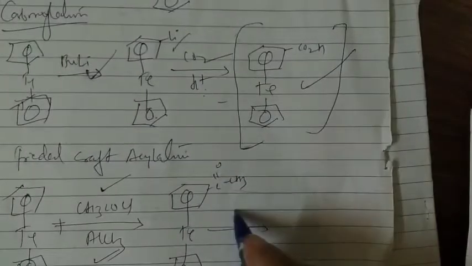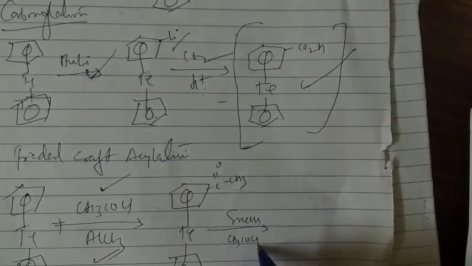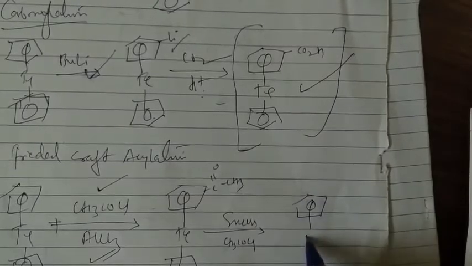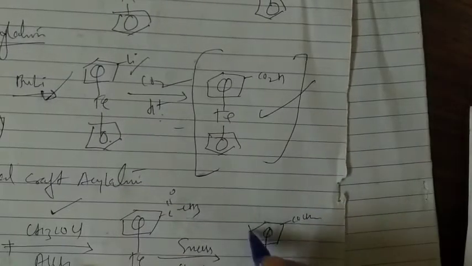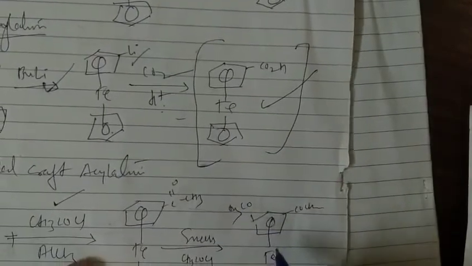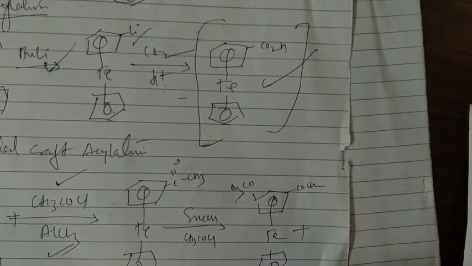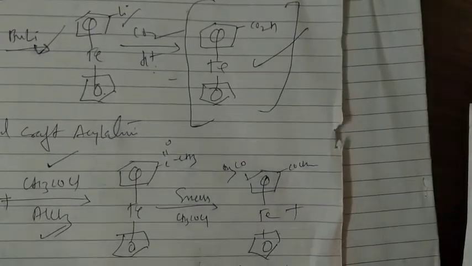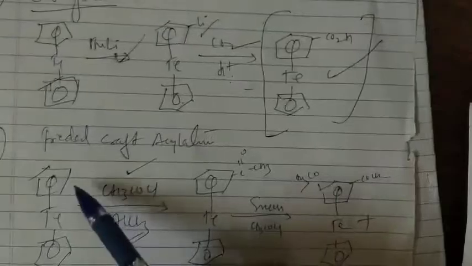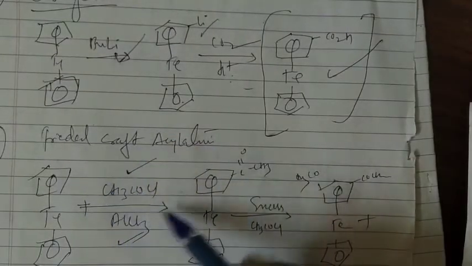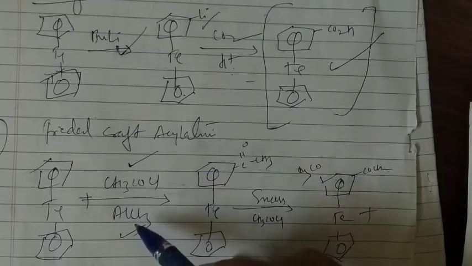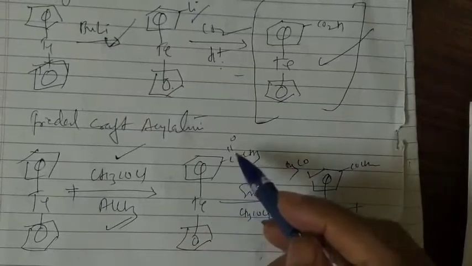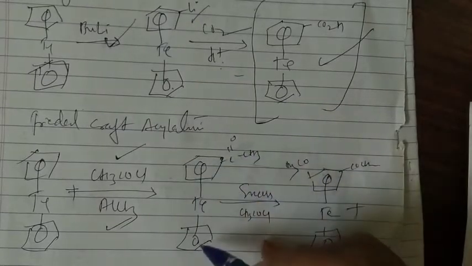Now if you take excess of CH3COCl, you end up with this compound, iron, like this, with COCH3 on both rings, plus AlCl3 plus H+ or H2O. So this is how we can show the acylation reaction. See, ferrocene is there, then you treat with acetyl chloride CH3COCl in the presence of catalyst AlCl3. So what is going to happen here? You are going to get this compound where substitution takes place, a monoacylated ferrocene.